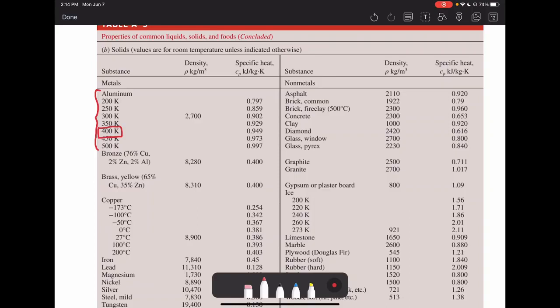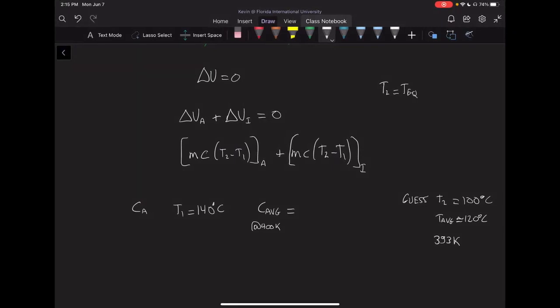So our average temperature we think is going to be around 120, which is 393. So that's pretty close. And we can actually redo the problem afterwards to check, but usually that's going to be somewhat of what we would have. And again, this can be different, but we'll see. So our C average at 400 Kelvin is equal to 0.949 kilojoules per kilogram Kelvin.